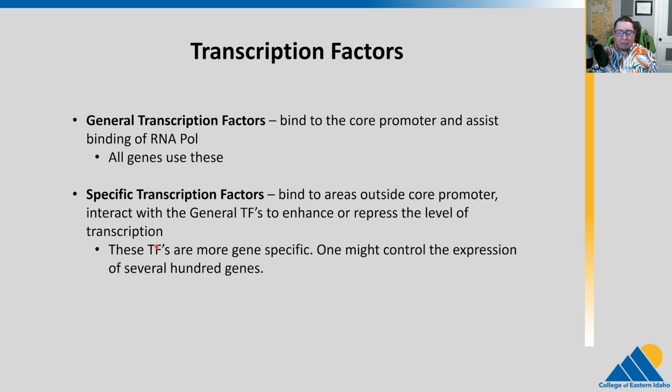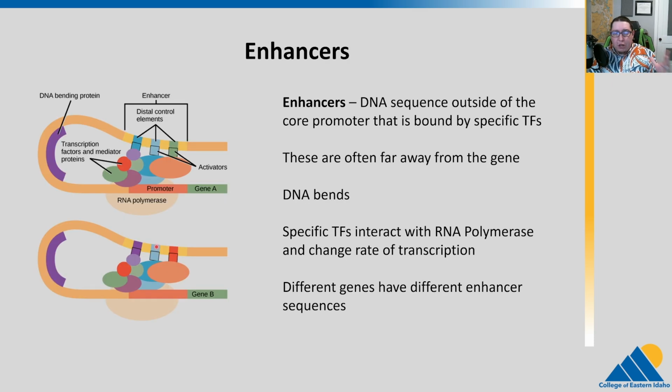So how do they do this? How do they influence this rate of transcription? Well, they bind to elements of DNA called enhancers. Enhancers are DNA sequences outside of the core promoter that are bound by specific transcription factors.